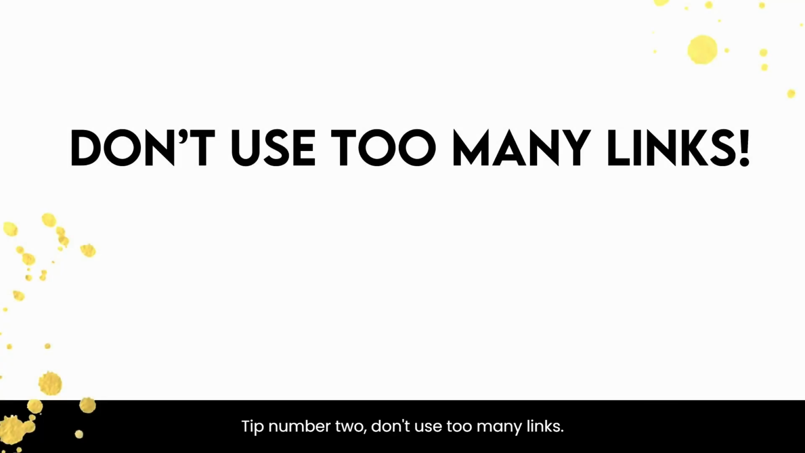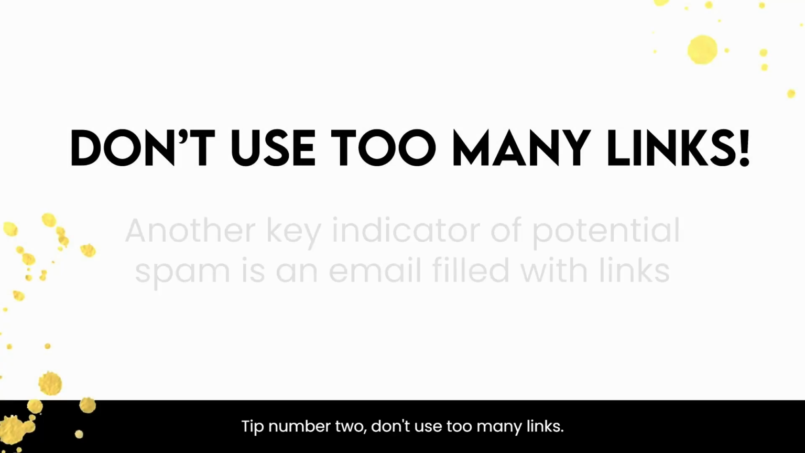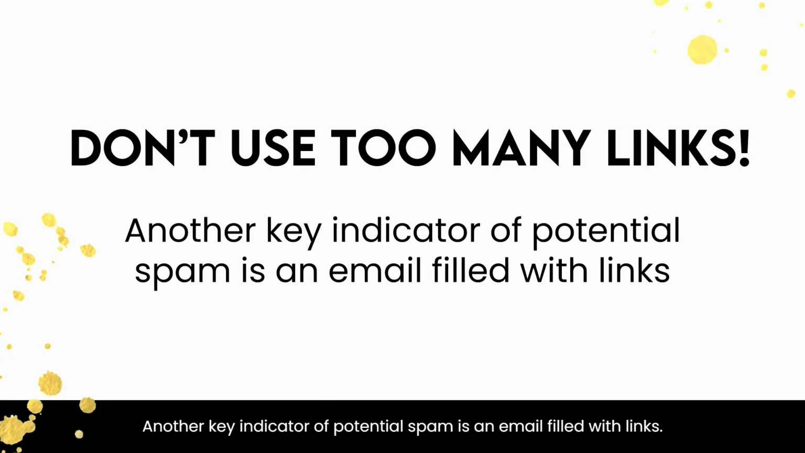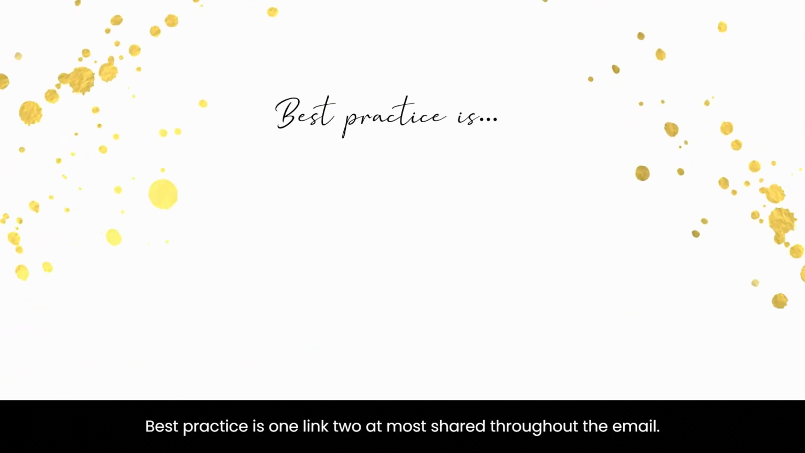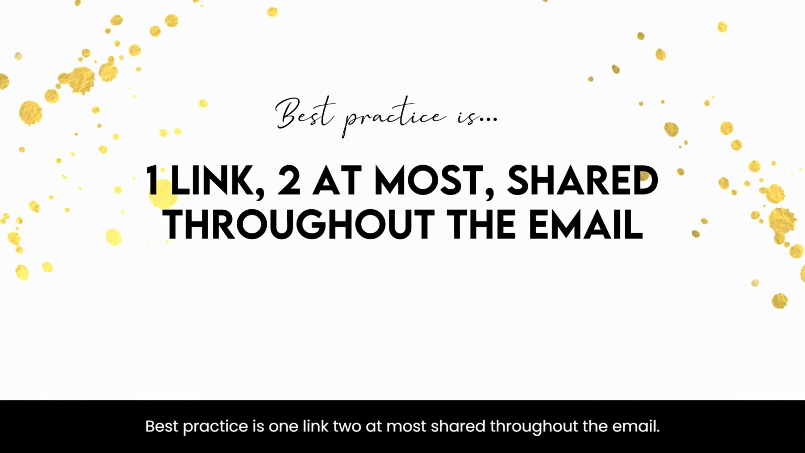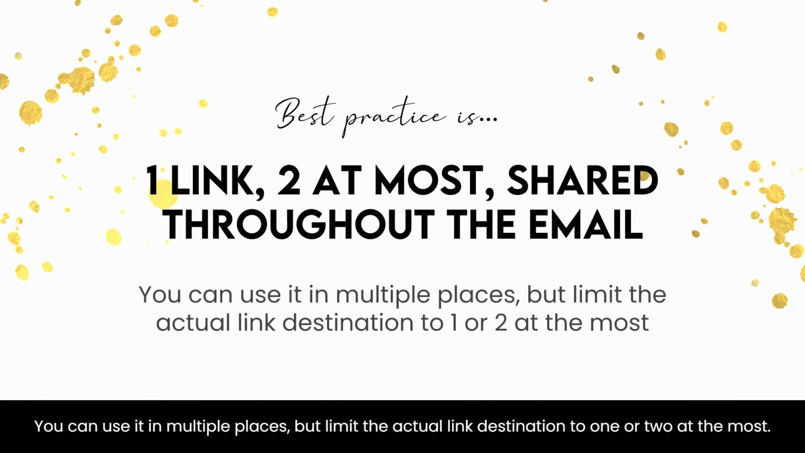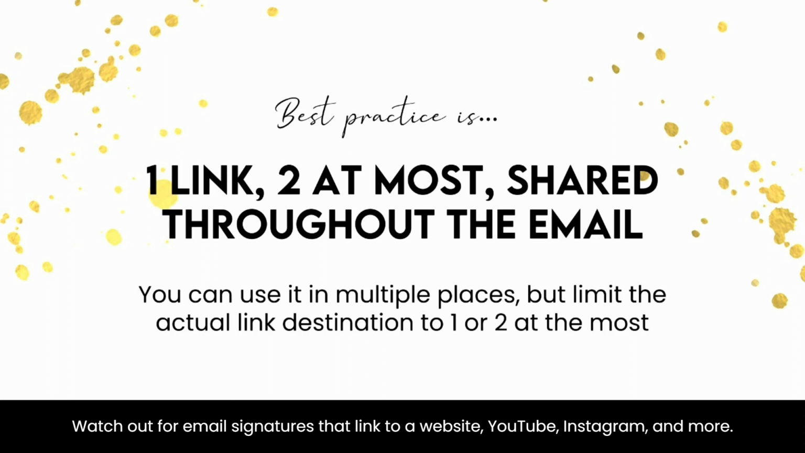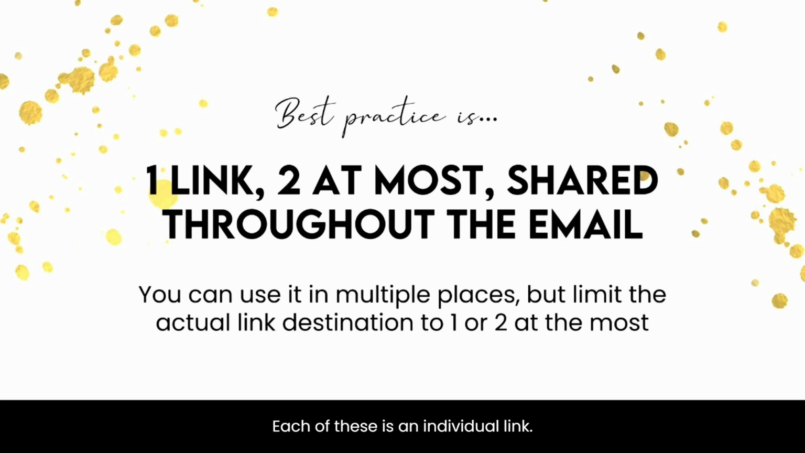Tip number 2, don't use too many links. Another key indicator of potential spam is an email filled with links. Best practice is 1 link, 2 at most, shared throughout the email. You can use it in multiple places, but limit the actual link destination to 1 or 2 at the most. Watch out for email signatures that link to a website, YouTube, Instagram, and more. Each of these is an individual link.